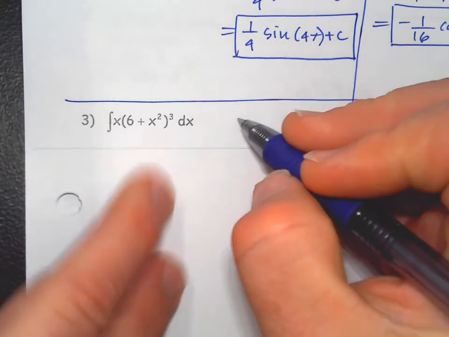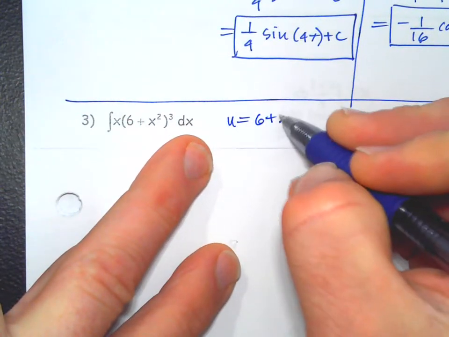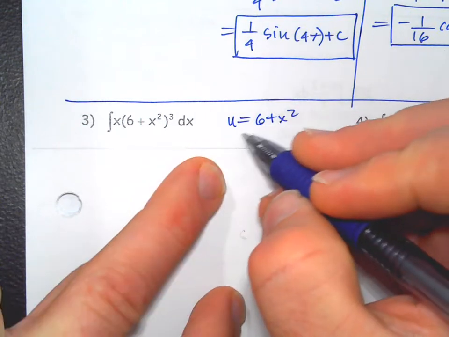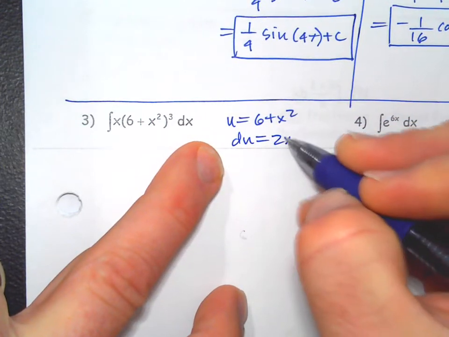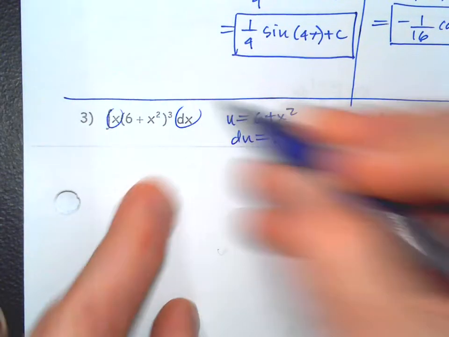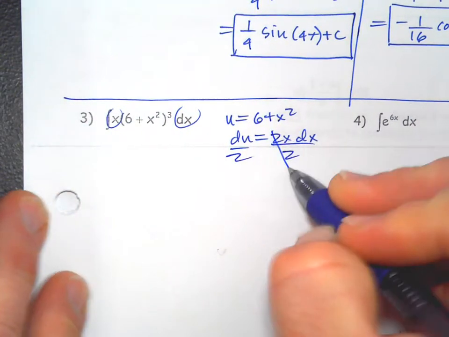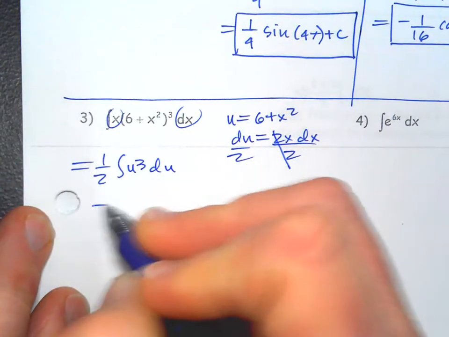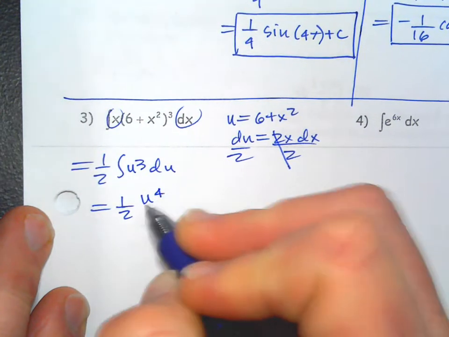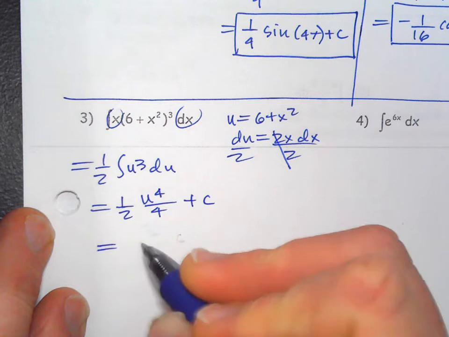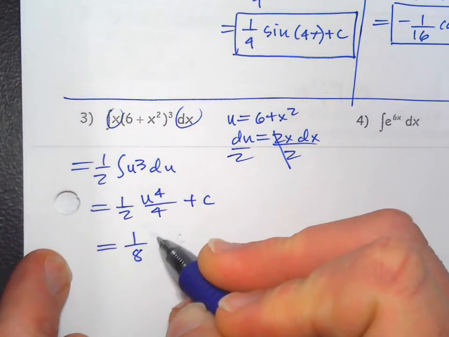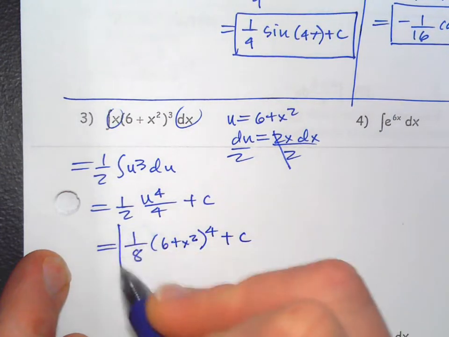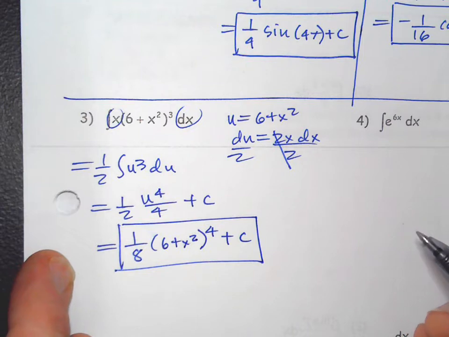Next one, probably go for u equals 6 plus x squared. I don't think you guys really want to cube that, like do all the multiplication on that. du equals 2x dx, which is good because we have an x and a dx. Don't want the 2, so that's going to be 1/2 u cubed du. It's going to be 1/2 u to the 4th over 4 plus c. So it's going to be 1/8 times 6 plus x squared, to the 4th power, plus c. And that should be the answer.